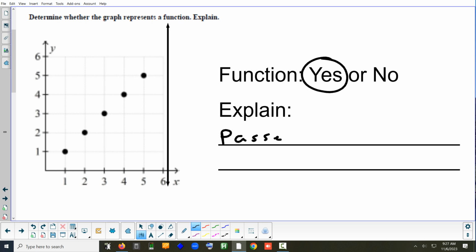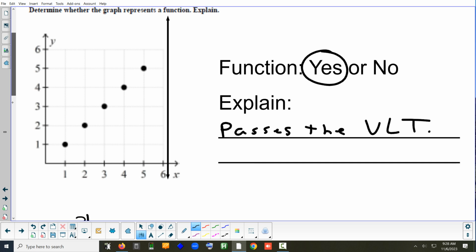So passes, and you can even abbreviate it. It passes the vertical line test. Now, if I ask you in a separate question, what is the vertical line test? Well, then you have to explain what the vertical line test is. So that's that one.